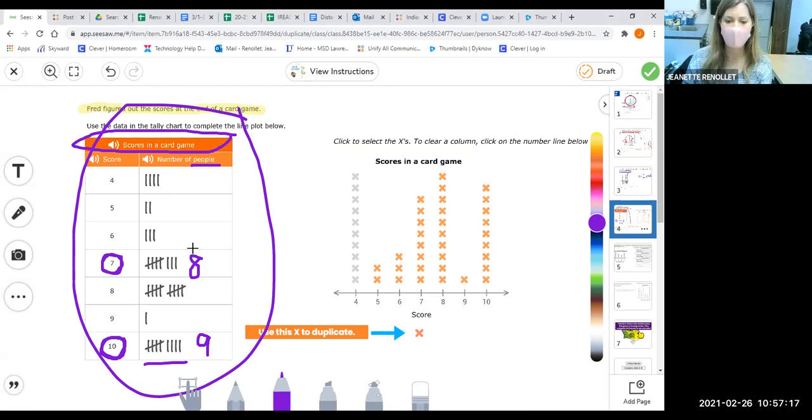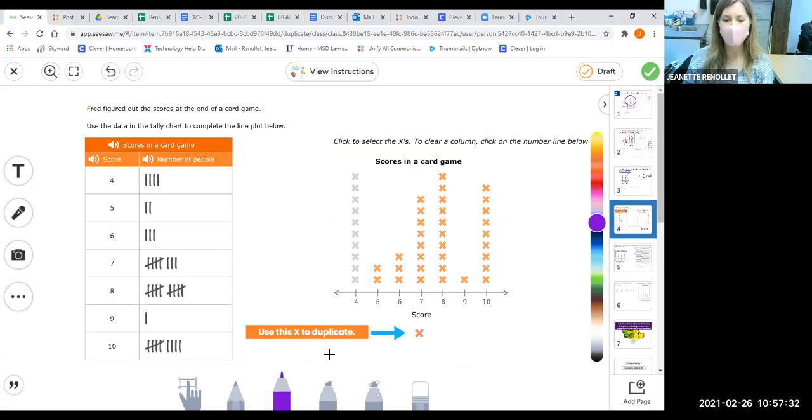So what we have here is somebody took this frequency chart after they figured out how many people scored at the end of the game. They took it and they made a graph. That's the whole point of using graphs. We can use data we collect and then show it on a graph. So let's go ahead and finish this graph.